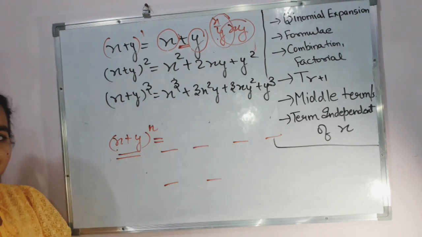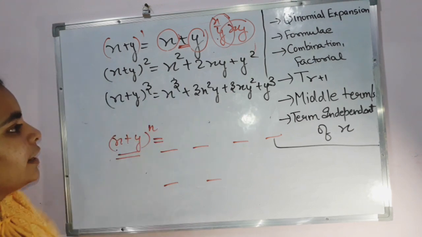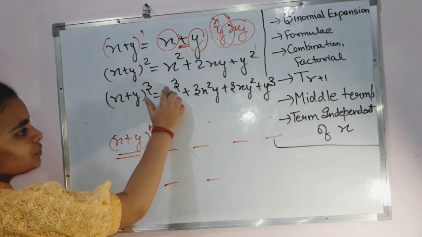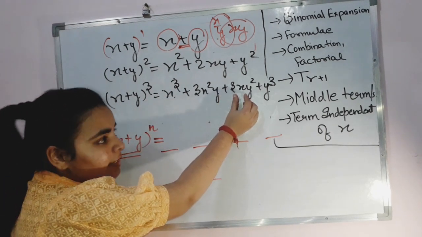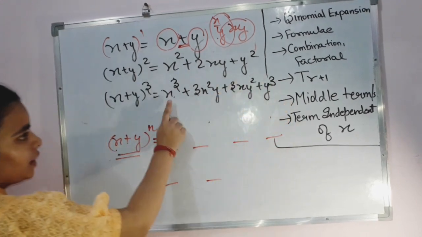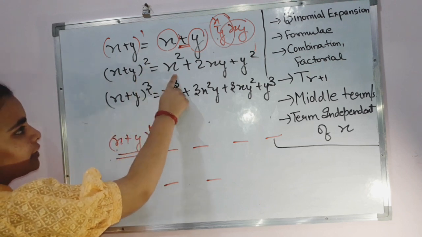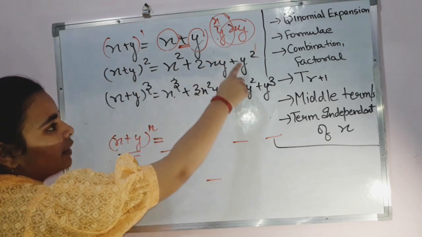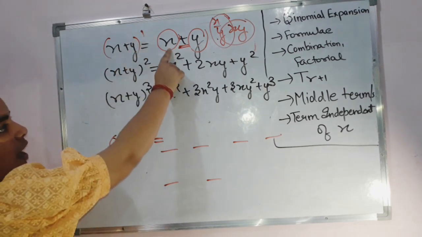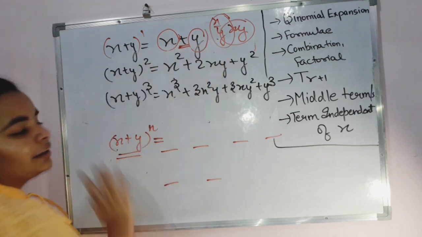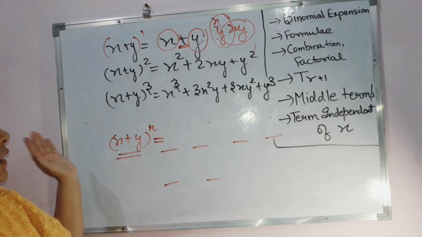That means x powers are increasing if I read from this side. Now, if I see this from the other side, then my x powers are decreasing. That means x raised to the power 3 it was, then x raised to the power 2, x raised to the power 1, and x raised to the power 0. Starting from 3, because my highest power was 3. Then here 2, x raised to the power 2, x raised to the power 1, and x raised to the power 0. Here I was having x raised to the power 1 and x raised to the power 0. Is it clear?